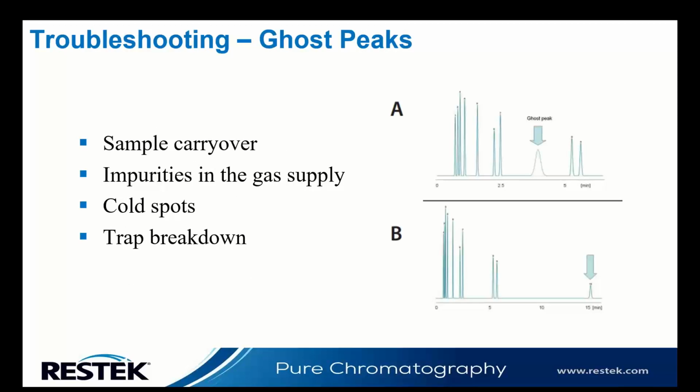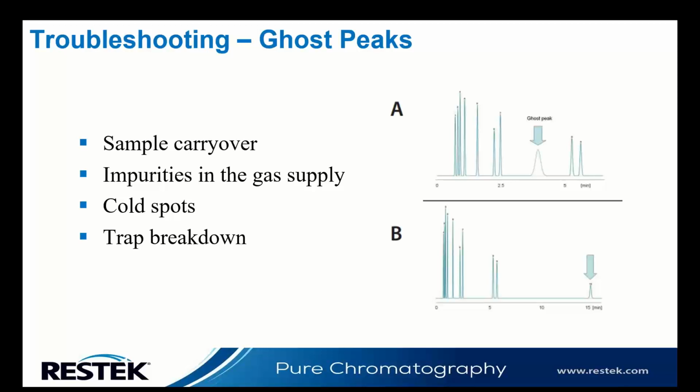And so ghost peaks, this is a great chromatogram because I think anyone who's run purge and trap for a long period of time has probably seen it, and for a variety of different reasons, right? It's interesting because we'll have a ghost peak that shows up at 4 minutes in part A, and then in the next run, it's down at 15 minutes, and then we have another one coming through.